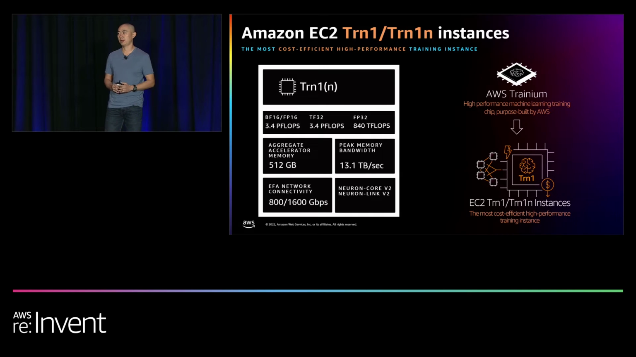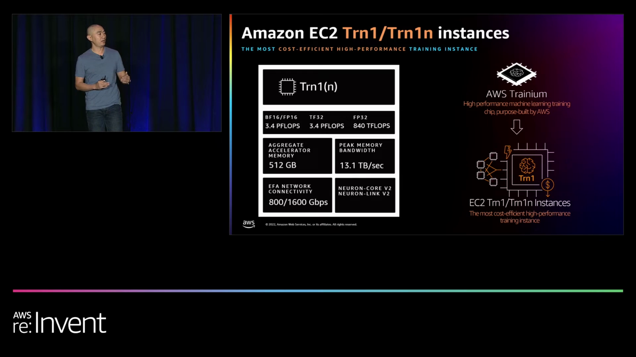From a networking perspective, it comes with 800 gigabits per second for EFA. And this is by far the fastest EC2 instance with EFA at this speed. But we're not stopping there. We're actually working on the next iteration of TRN1. We call it TRN1N, with twice the networking speed at up to 1,600 gigabits per second. We're going to talk more about TRN1N in the coming months.